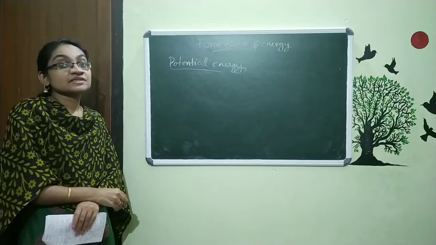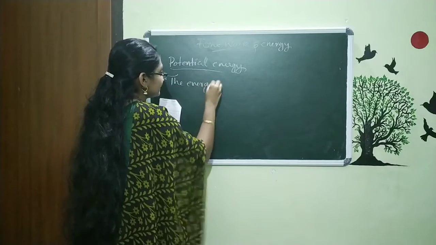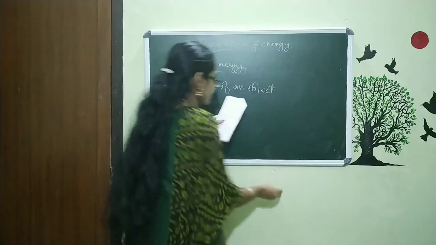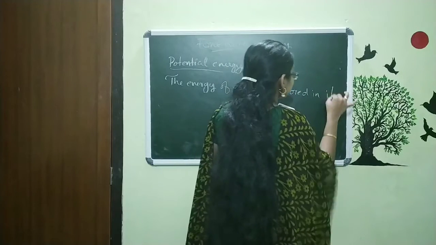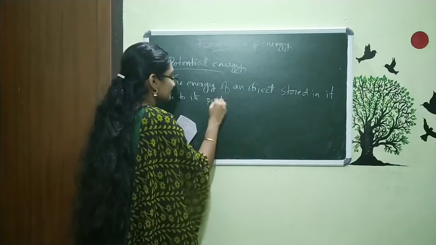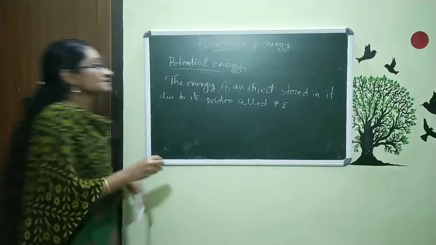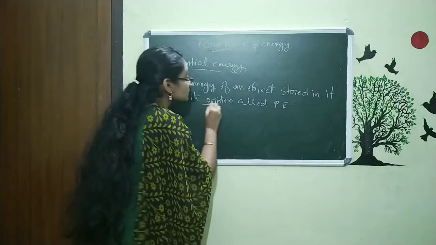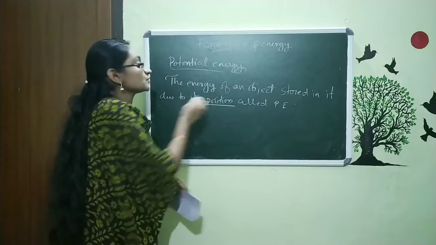What is potential energy? Potential energy is the energy of an object stored in it due to its position. That is called potential energy. So this is the definition of potential energy. For potential energy, the key term is its position. So the energy of an object stored in it due to its position.